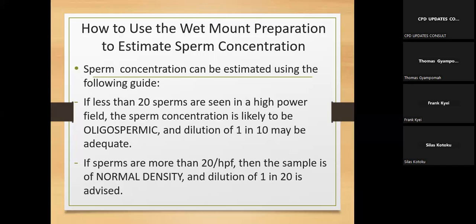So if the sperms are less than 20 per field, then you don't need to do a 1 in 20 dilution. All right. So probably a 1 in 10 dilution will do, so that you'll be able to do a proper count. However, if for every field you are getting more than 20 sperms per high power field, then definitely you are likely to hit more than 50 million, and the recommended dilution will be 1 in 20. All right. Thank you.